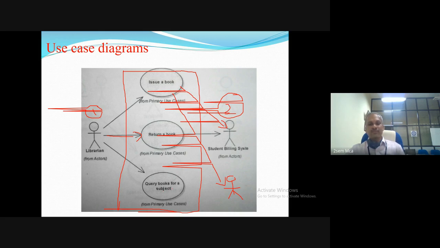I want to search for a book. Even the librarian can search for a book. Even the student also can search for a book. If that is the case, I can have that. So if the facility is given only to the librarian, not for the student, then probably the diagram what they have written here is going to be the correct one.